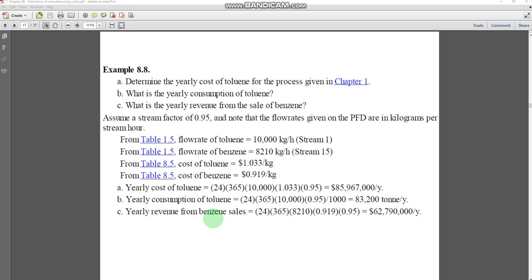Similarly, if you want to calculate the revenue from the benzene sales, you have the flow rate of the benzene in kg per hour, and then the number of hours per day and days per year, and you can multiply this with the cost of the benzene along with the stream factor to get the value for the yearly revenue from the benzene sale. It is around $62.7 million per year. So this is quite simple, and you simply go to the flow rates and the cost of each of the chemicals to get the value for the yearly consumption and the yearly revenues.